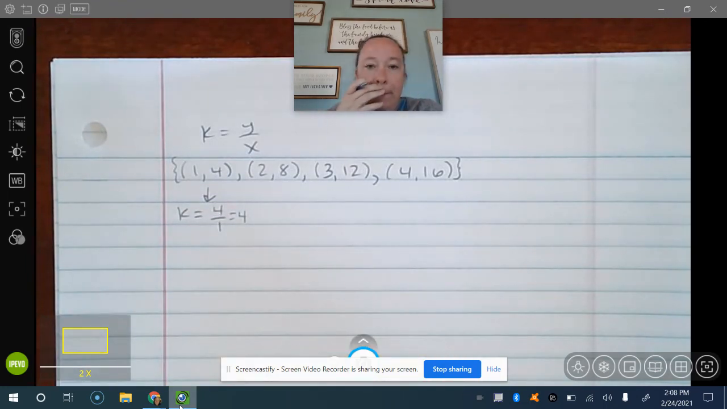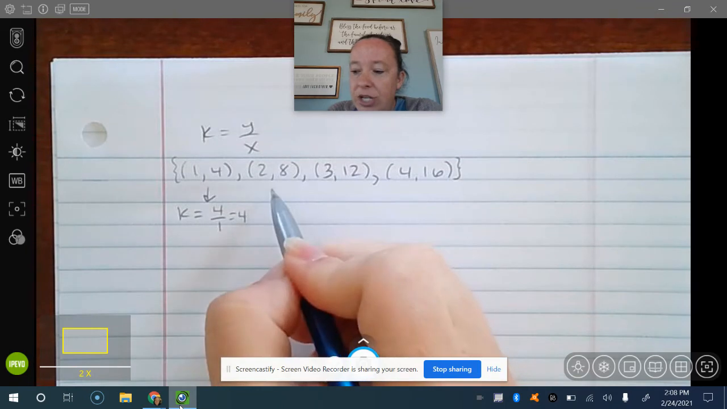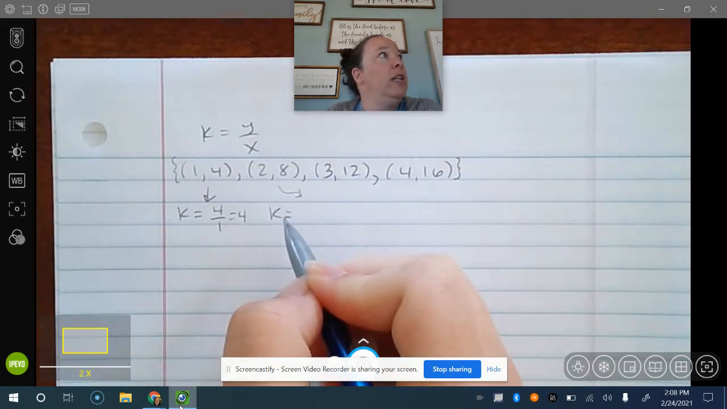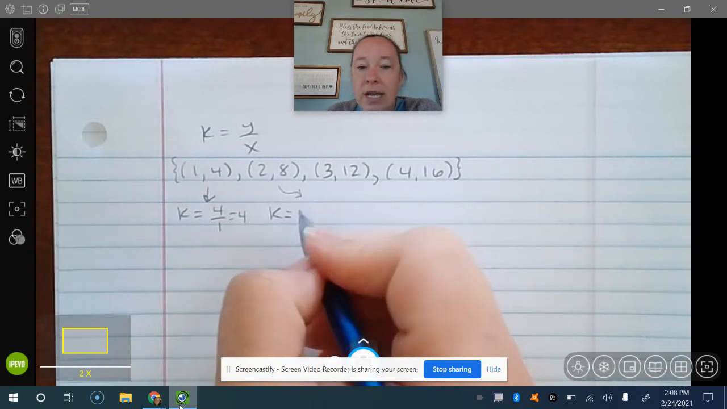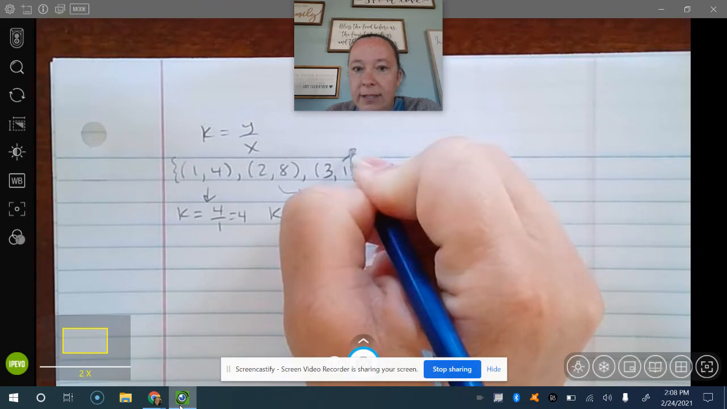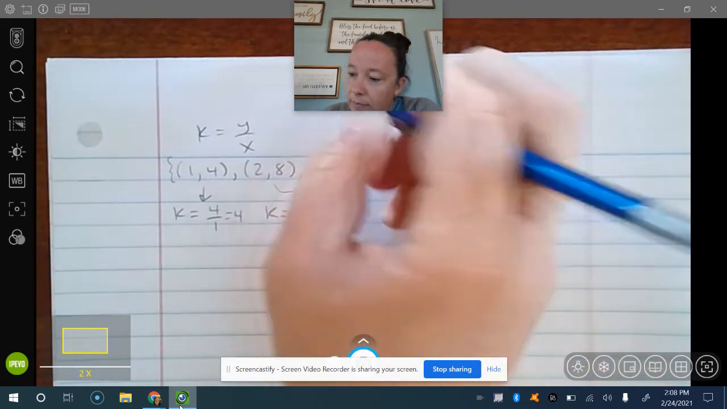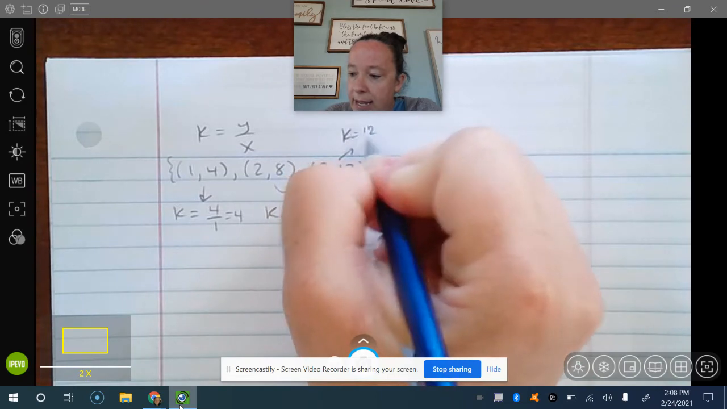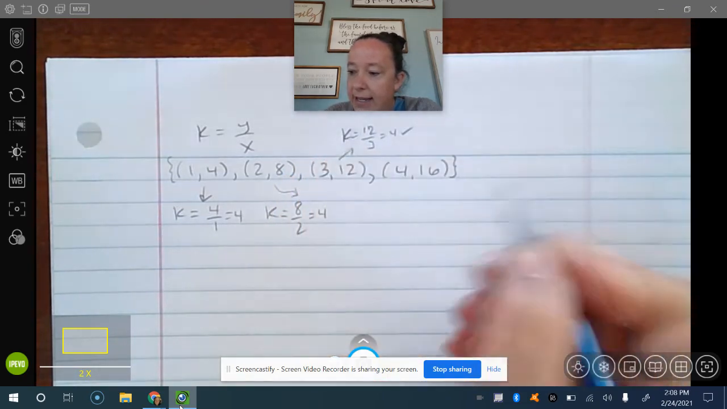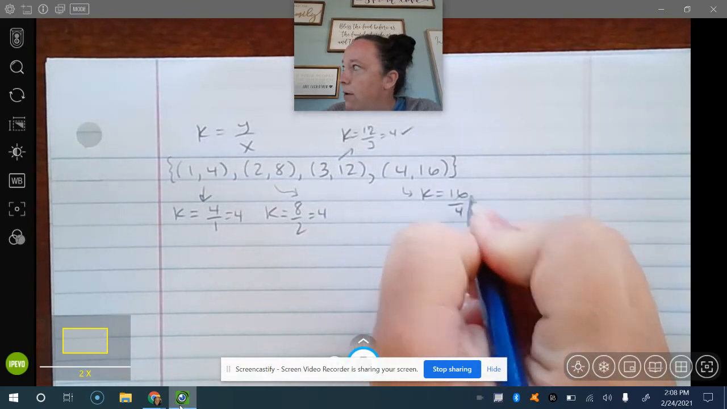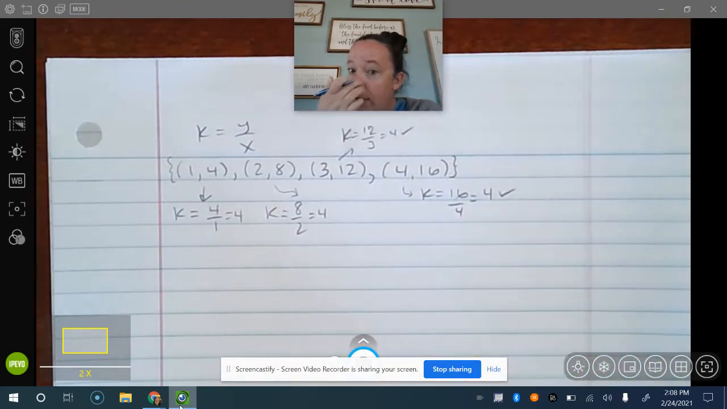So k is 4. Now, I just want to double check myself here that it would work out with each of the other ones, just to make sure. Almost. So it'd be k equals 8 over 2, which equals 4. Yay. This one, k would equal 12 over 3, which equals 4. Yay. This one, k would equal 16 over 4, which equals 4. Yay. So it does work out.